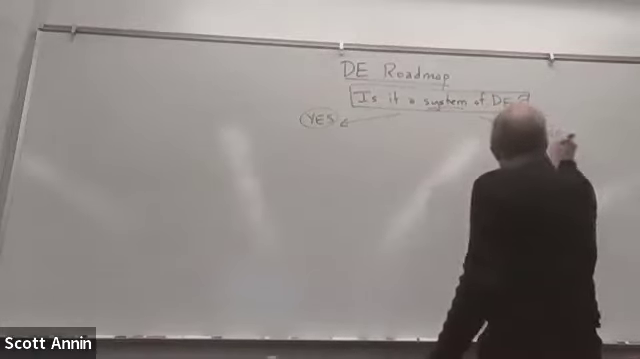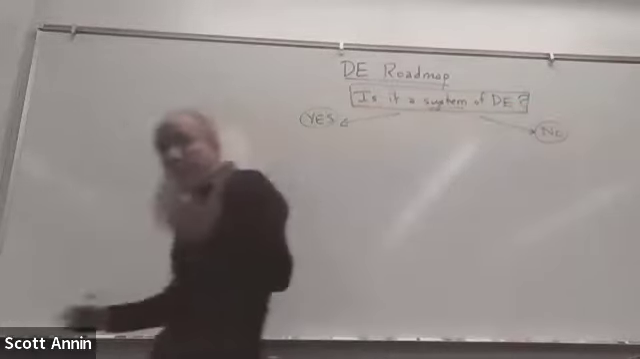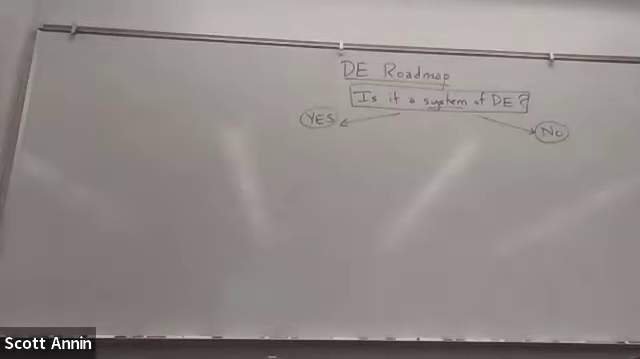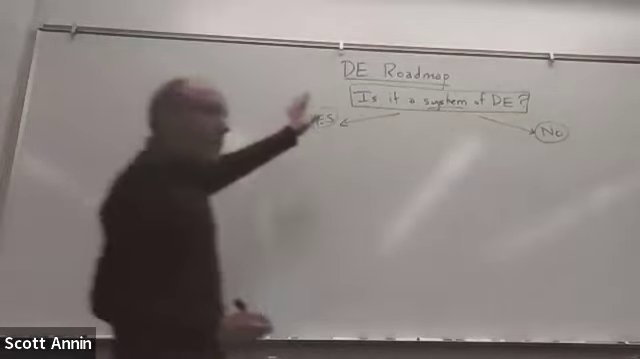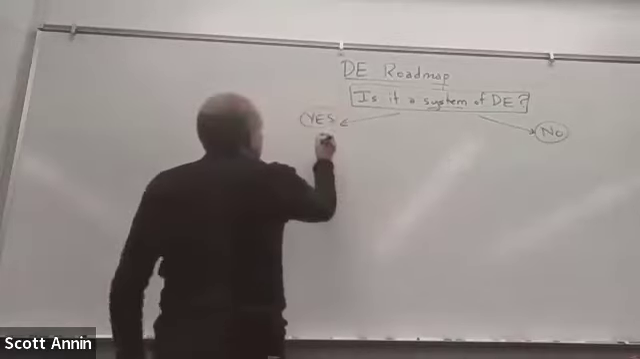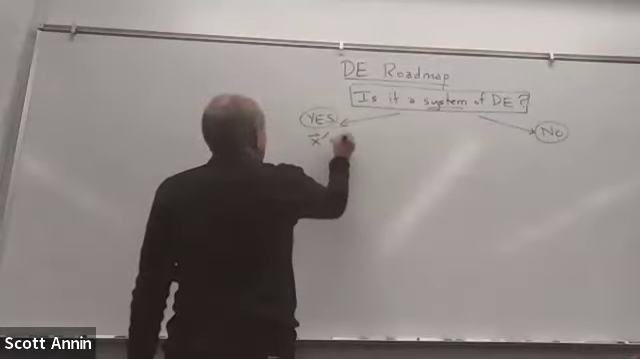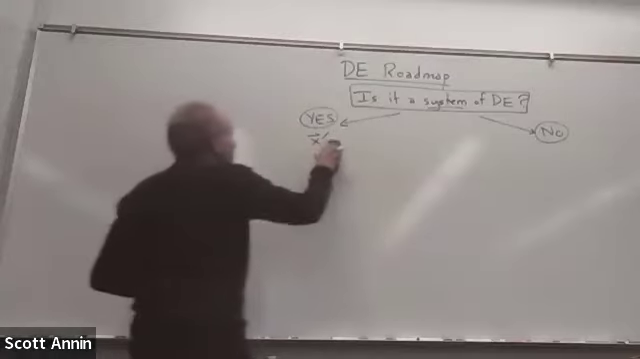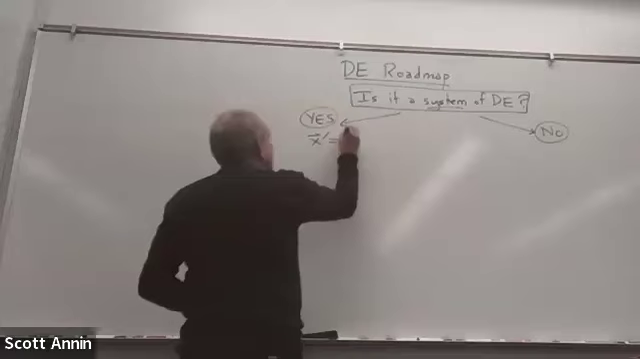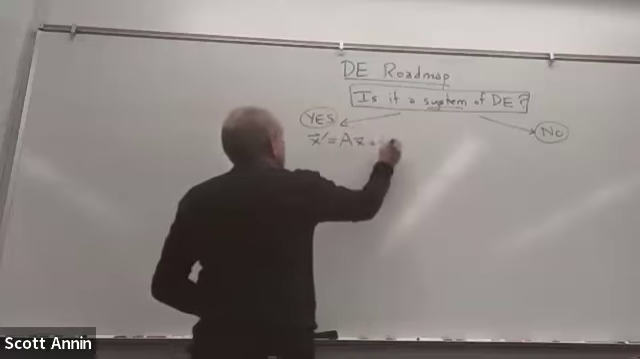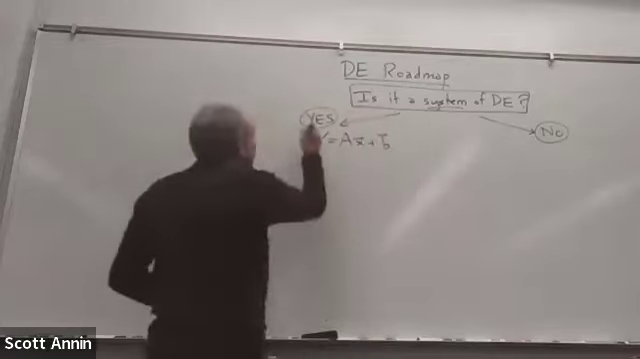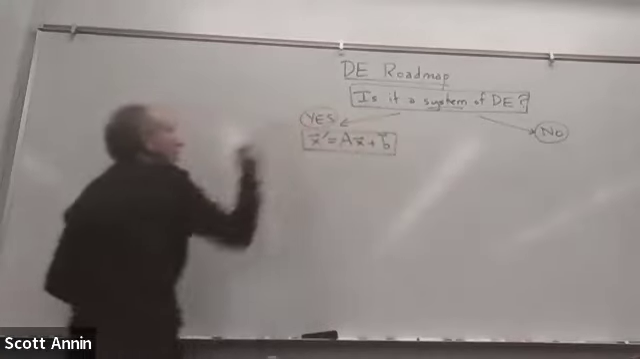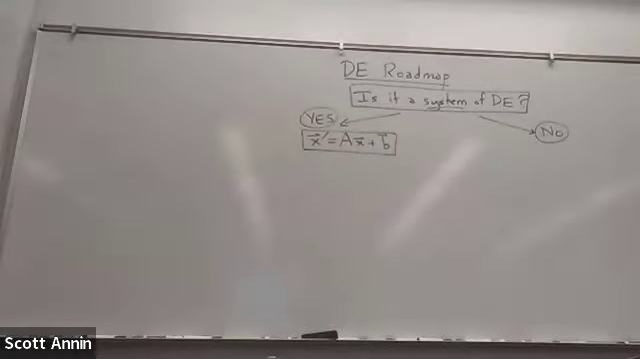Okay. Now, if it is a system of differential equations, then what that means is that we are in chapter nine, right? So then we're looking at x prime equals Ax, and I'm going to add the plus B now that we just learned about that today. This would be what a system of differential equations would look like.